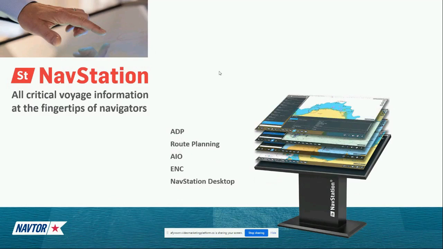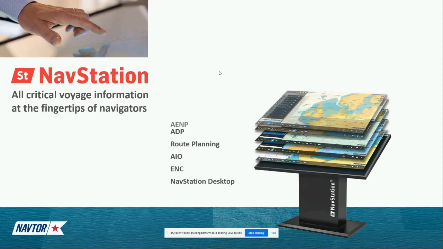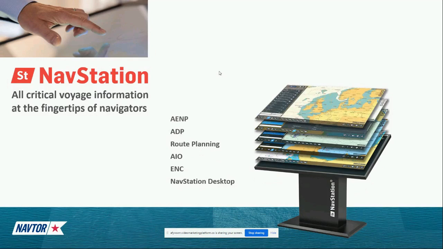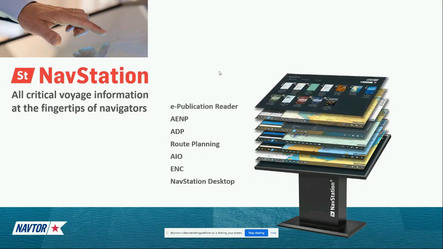Availability of Admiralty digital publications as a layer within NavStation is very important, but also, carrying on, it's equally as important to have the digital sailing directions, the Admiralty electronic nautical publications. We've included an e-publication reader, which includes IMO books. Again, at your fingertips, you have the information required to make the correct decisions, navigation, and also safety-wise.